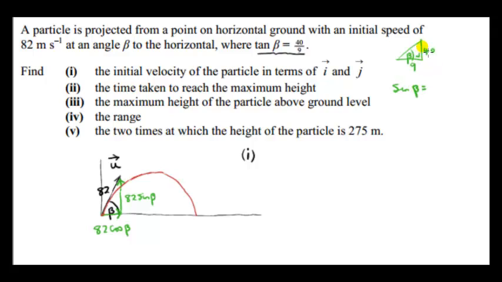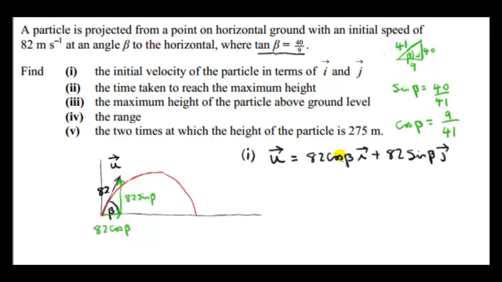Sine of beta is the side opposite beta divided by the hypotenuse. So what's the hypotenuse? It's the square root of the sum of the squares of the two short sides. So we get 41, so sine of beta is opposite over hypotenuse. Cos of beta is adjacent over hypotenuse. So now we can write down the component vectors.